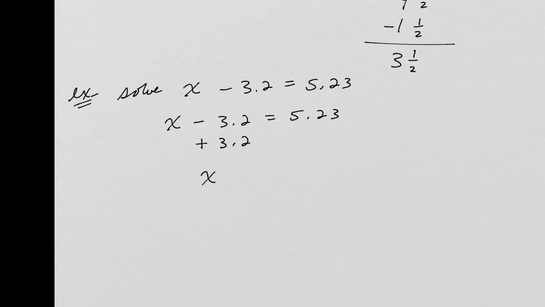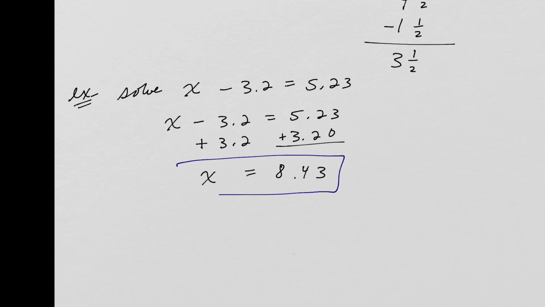But whatever I do to one side, I have to do to the other side. You can do your work right here if you want. So then the right-hand side is going to be, this will be 3, 4, and then 8. Right? So it'll be 8.43. The x is isolated now, so that's my answer. X is 8.43.